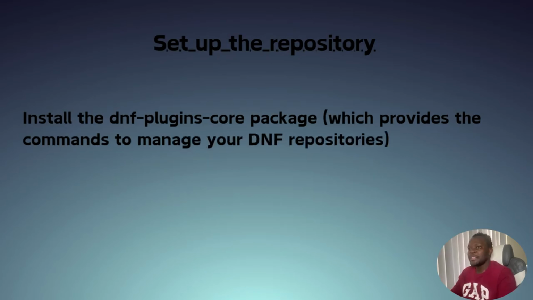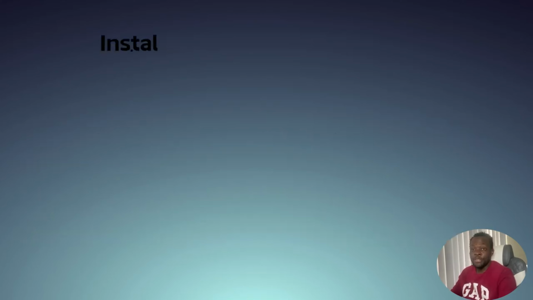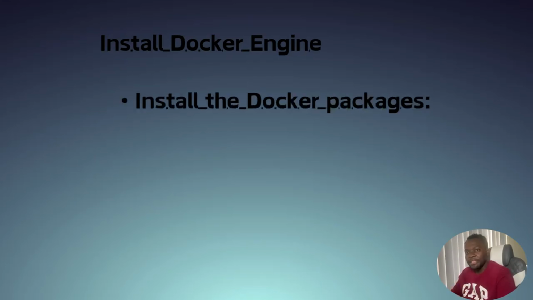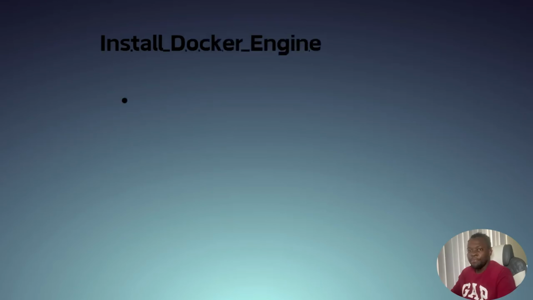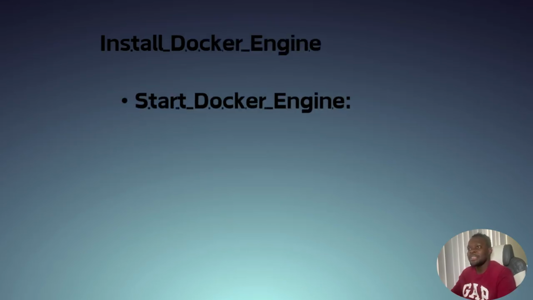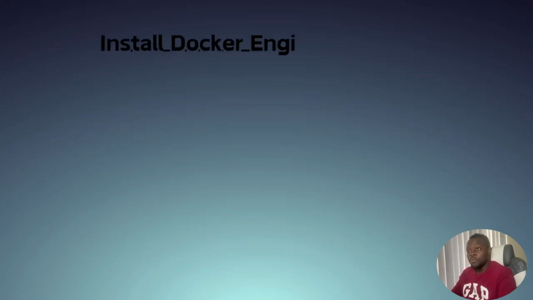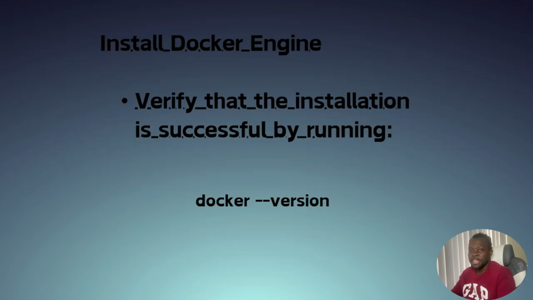Okay, so you're going to install the DNF plugin. This is the command that the Docker documentation is going to show you, and I'm going to show you everything step by step in the following lines. After that, you will install the Docker packages. And when you have installed your Docker packages, you're going to start your Docker engine using the systemctl enable command. After that, you're going to move on to the next step, which is to verify that the installation is successful by running the command docker --version.